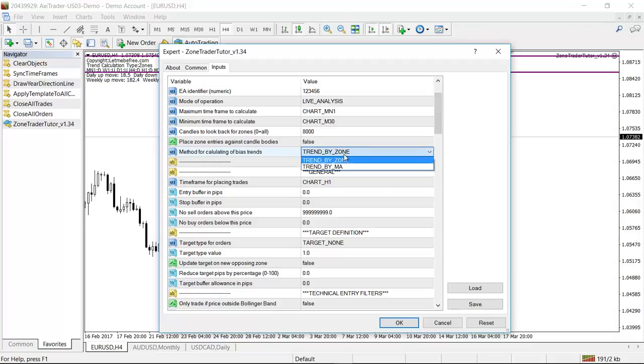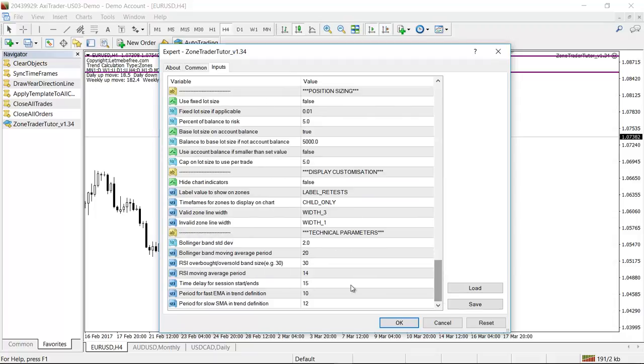Then there are more traditional methods of choosing a trend by moving averages. This actually uses a combination of a fast and a slow moving average. If we scroll down to the bottom, we have the fast one set to 10 period, the slow one set to 12 period, and it's just looking at whether the fast EMA is above or below the slower simple moving average. So if it's above, then the trend is up. If it's below, then the trend is down. So that's just a different way of doing it.